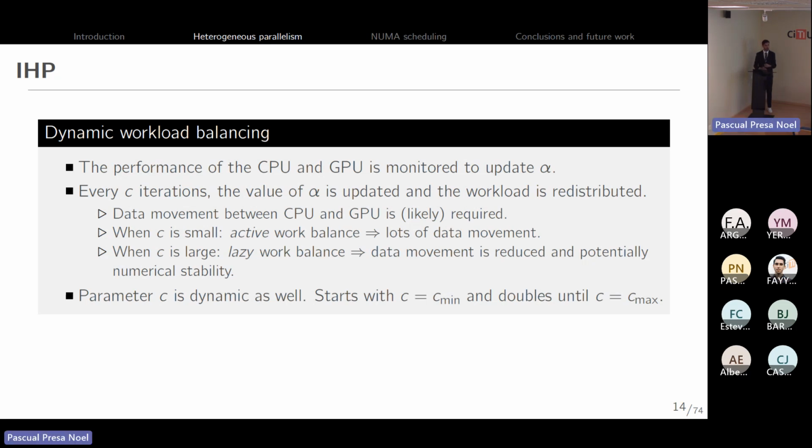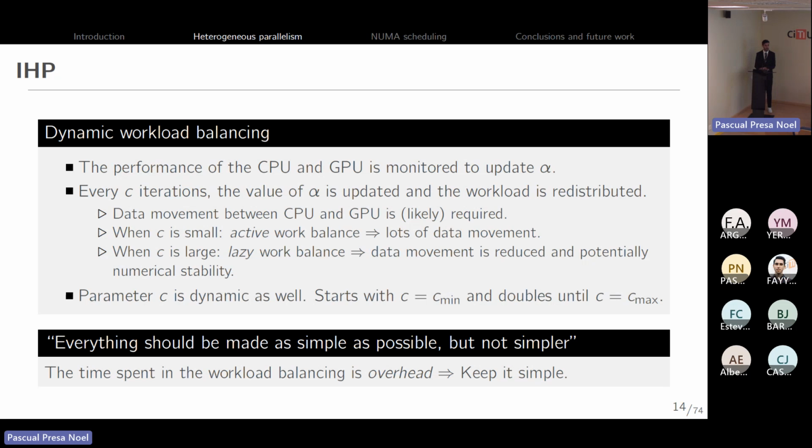So we found that the parameter C should be dynamic as well. We start with a very low value of C, and once the performance stabilizes, we increase that value, doubling it each time. We should also mention that our algorithm to distribute the workload should be as simple as we can, since all the time we spend computing the optimal workload balance is just overhead. So we need to really keep it as simple as we can.